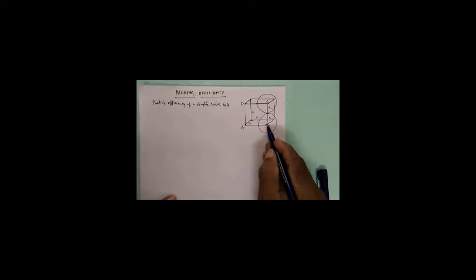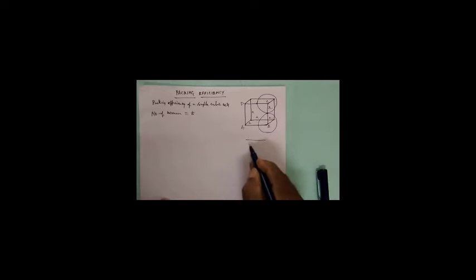A simple cubic cell is one having one sphere at each corner. How many corners are there? The number of corners is equal to 8. Therefore, at each corner, one sphere is present. Now, the sphere at each corner is shared by 8 unit cells.